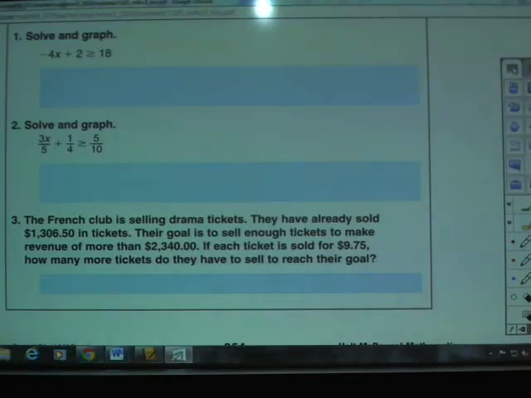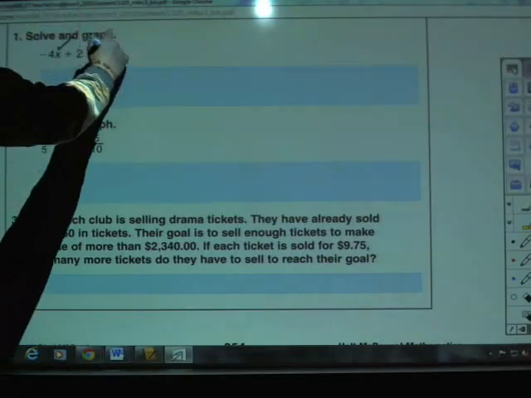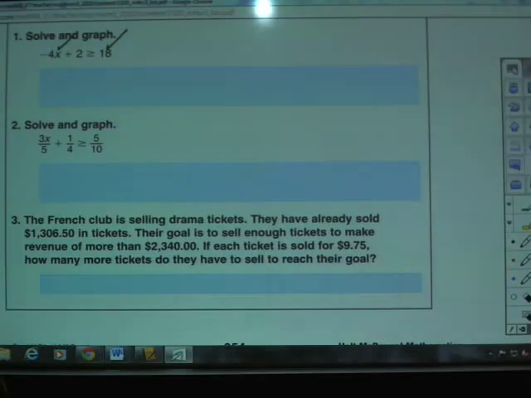All right, so let's look at the concluding examples here. Number 1, solve and graph negative 4x plus 2 is greater than or equal to 18. So the two things we know that we like about this question are the x and the 18, because we know we like that variable on the left and we know we like that number on the right. We don't like the 4, we don't like the 2, because those are numbers, they belong on the right side with 18. So we know that the thing that's directly connected to the variable goes last.